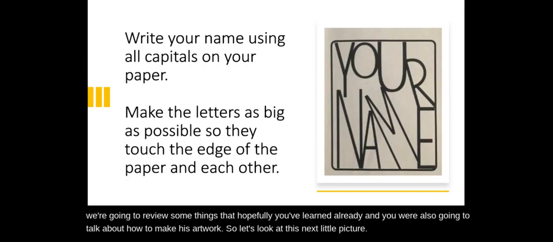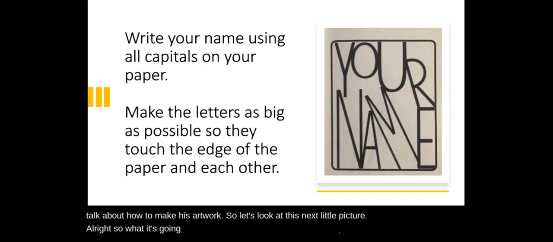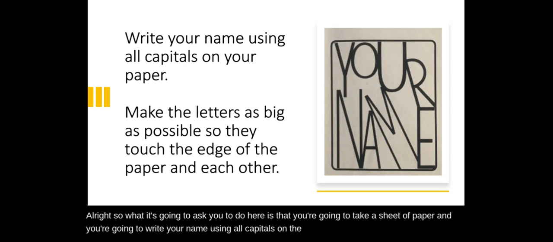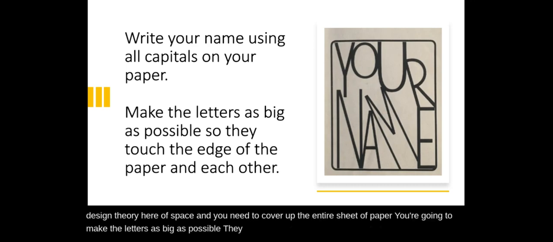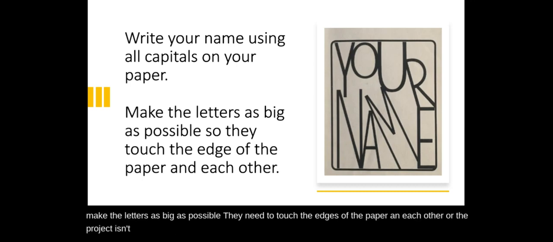All right, so what it's going to ask you to do here is that you're going to take a sheet of paper and you're going to write your name using all capitals on the paper. Now, we're going to use part of the design theory here of space, and you need to cover up the entire sheet of paper. You're going to make the letters as big as possible. They need to touch the edges of the paper and each other, or the project isn't going to work. So do the very best you can to make everything touch, kind of like this picture here where it says your name.